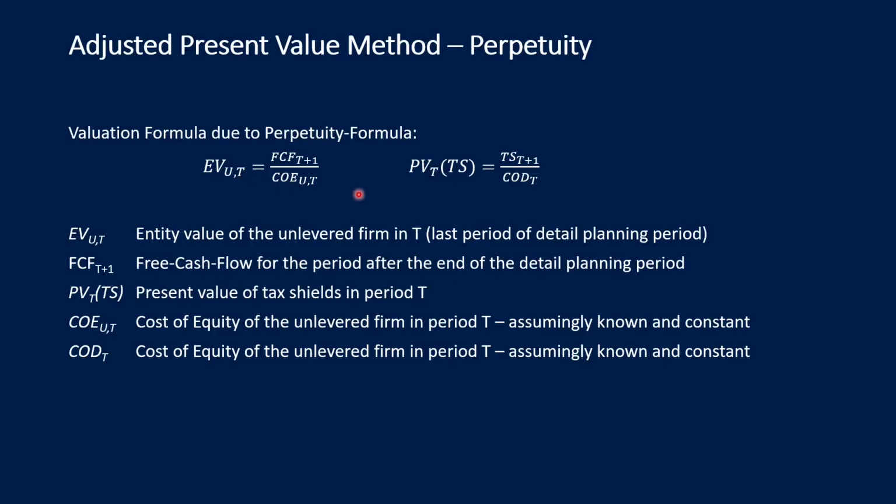And we have to perform the same for the tax shields. So the planned tax shields as of time t+1, so 1 year after our detailed planning period, they have to be discounted at the cost of debt for the period T to arrive at the present value as of period T for the tax shields.